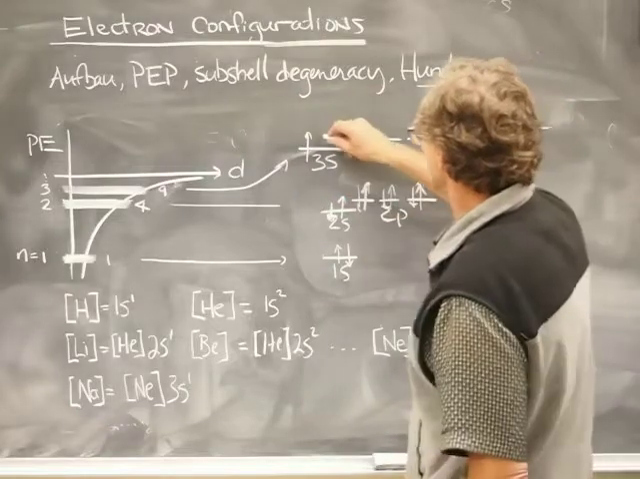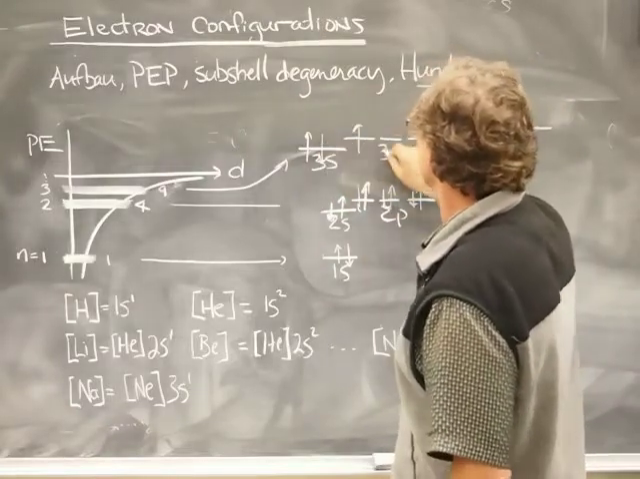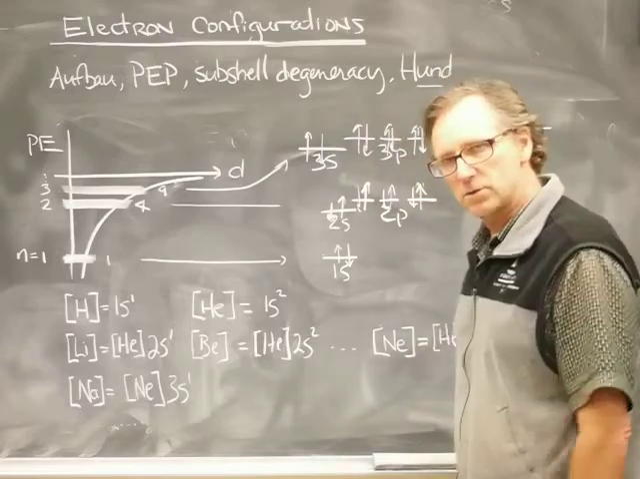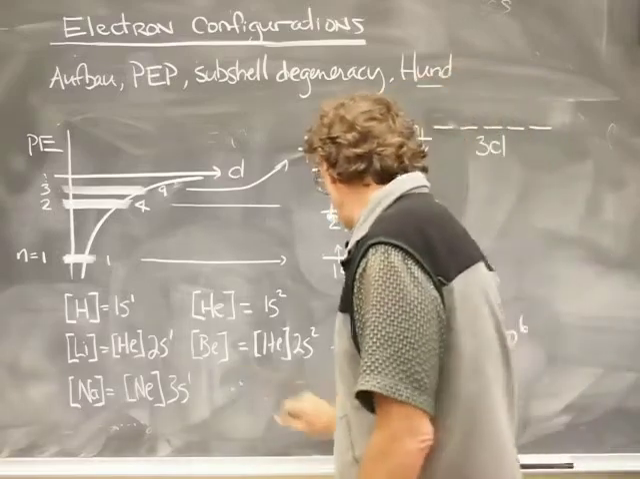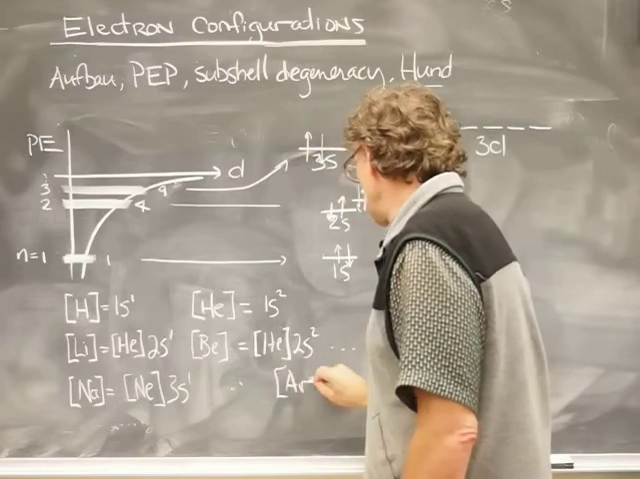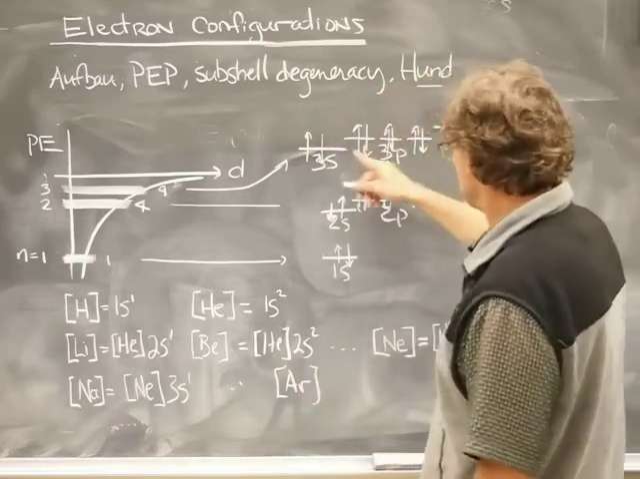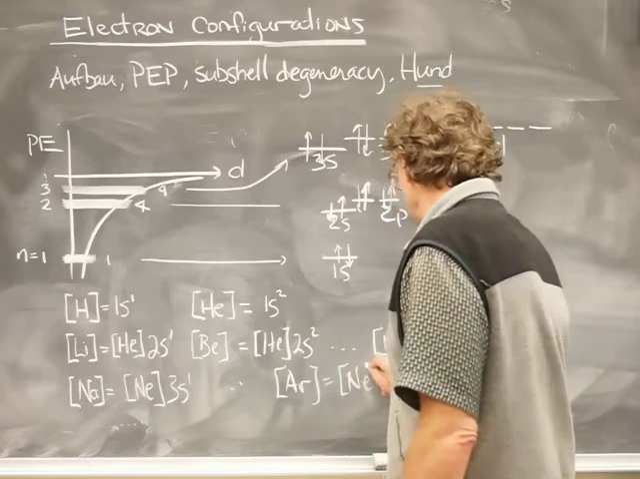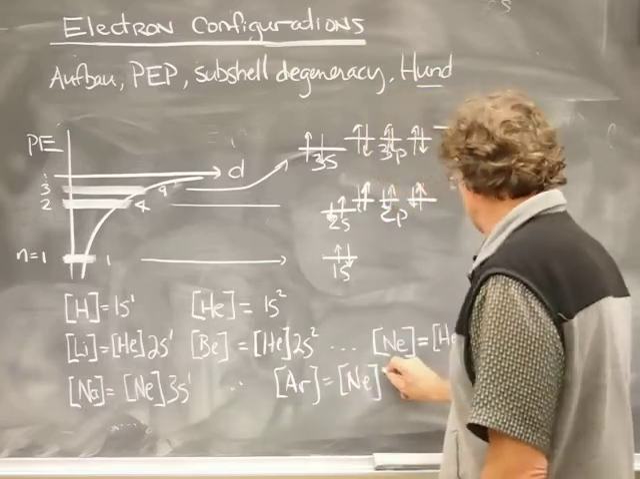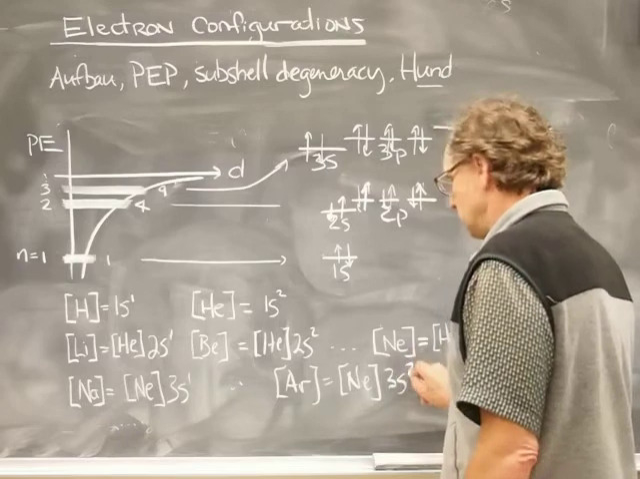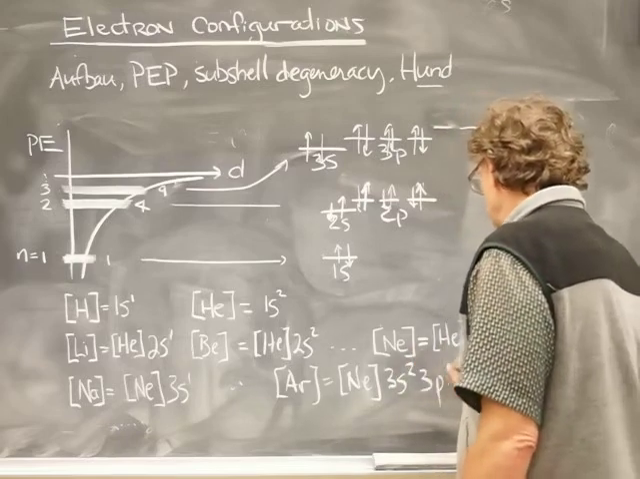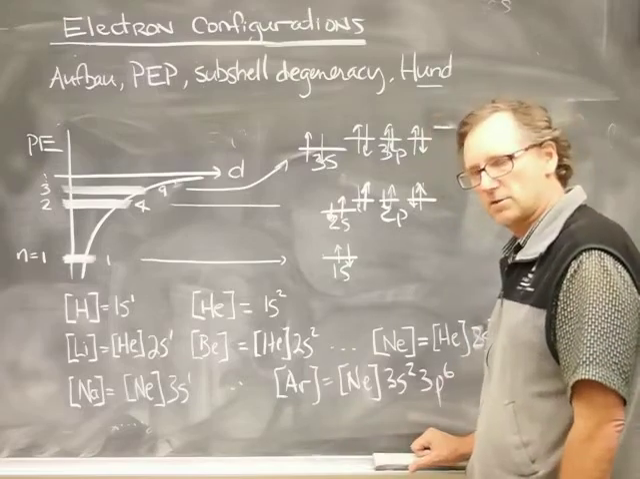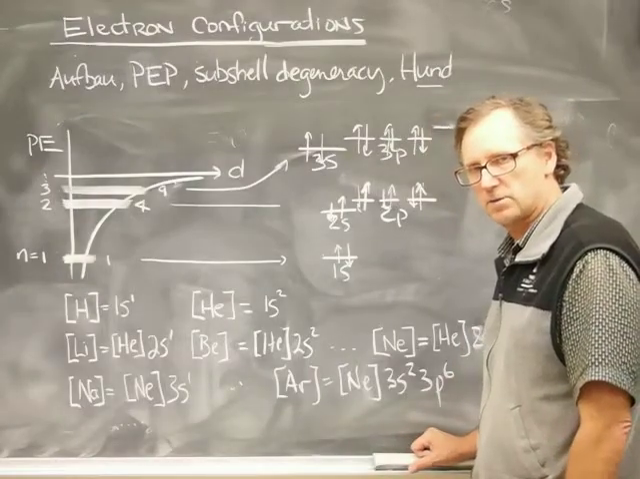After that, the pattern goes the same. Next electron, next electron, next electron, and so on. You keep on going until we get all the way up to argon. The electron configuration of argon, which is a filled third shell, is the same as neon followed by 3s2 3p6. And that covers the electron configurations of the first 3 rows of the periodic table.